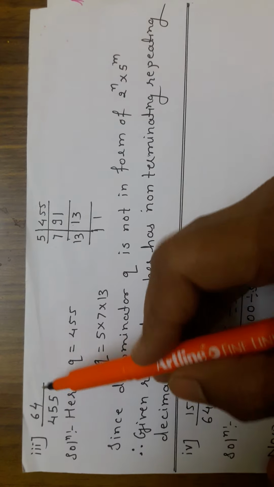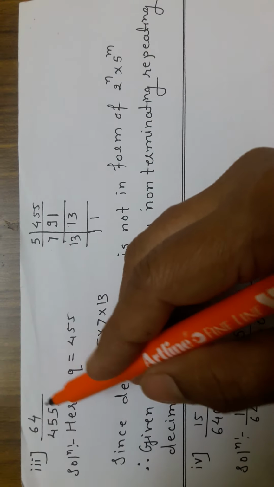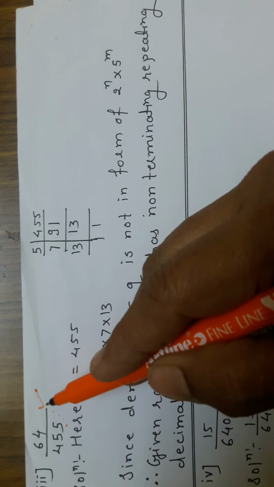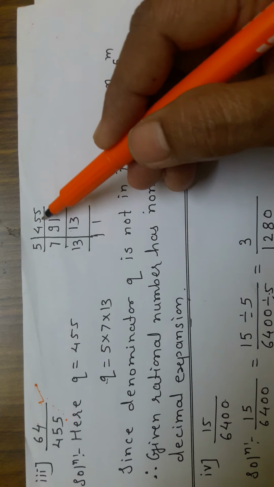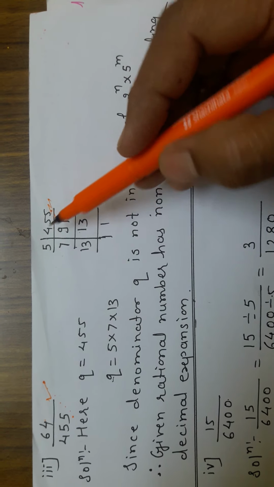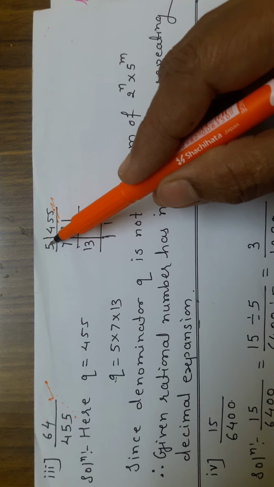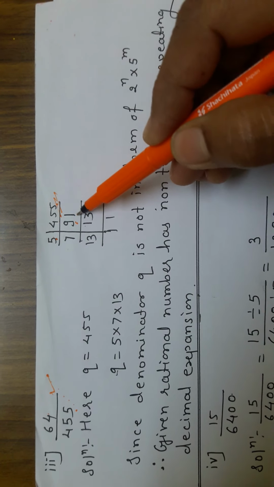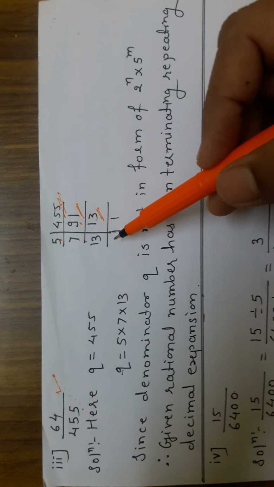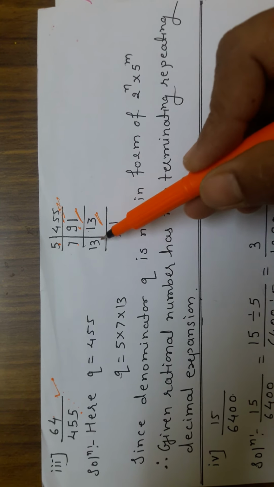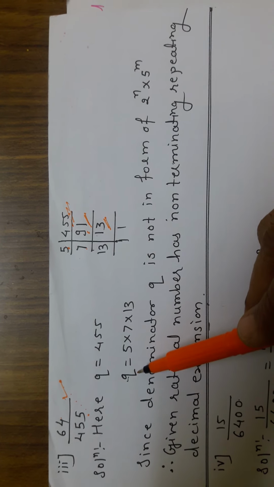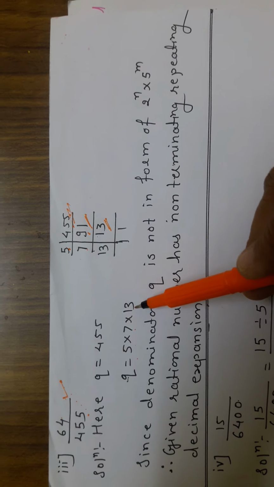Third problem, 64 upon 455. 64 is not a prime number, but both the numbers can't be divided by any common factor. So we will find the denominator's factors, that is, 455's factors. First of all we will divide by 5. We will get 91. 91 is divisible by 7. That's why we will get 13. 13 ones are 13. So here the denominator is 455 and q's factors are 5 into 7 into 13.